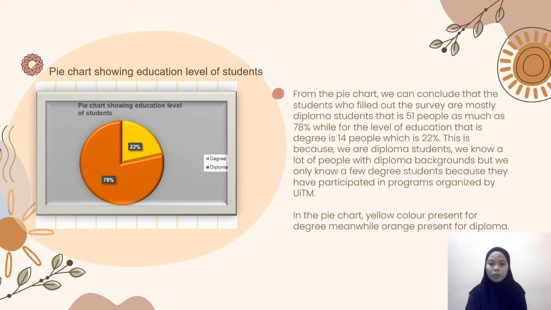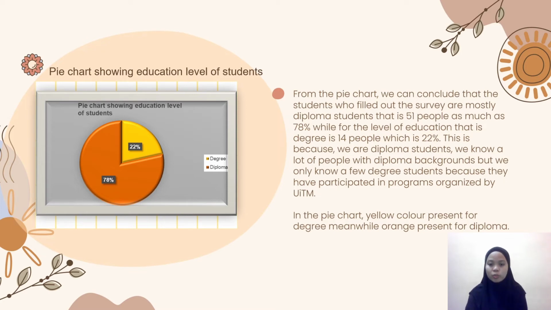For education level of students, we use a pie chart. From the pie chart, we can conclude that the students who filled out the survey are mostly diploma students, that is 51 people, as much as 68%. While for the level of education that is degree, it is 14 people, which is 22%.